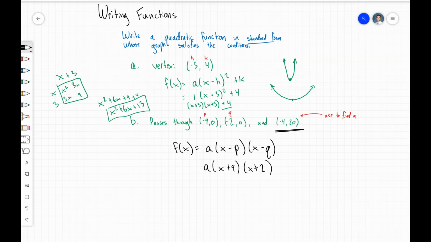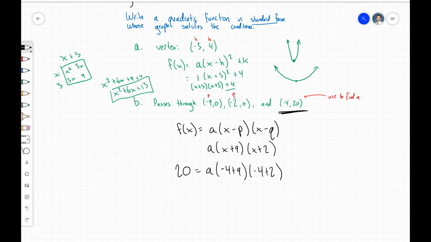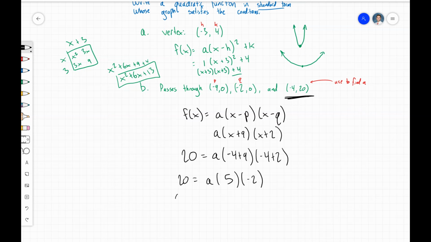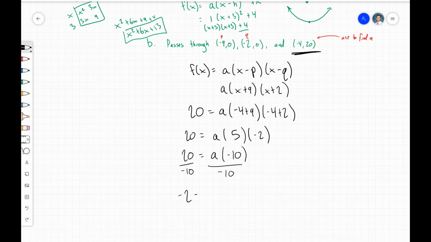So now we have this other point here, negative 4, 20. Right? So remember that negative 4, 20 is an ordered pair telling me that when x is negative 4, y, or f of x, is 20. So I can go ahead and substitute here. 20 equals a times negative 4 plus 9 and negative 4 plus 2. This will allow me to solve for a. So then I know that 20 is equal to a times 5 times negative 2. So 20 will be equal to a times negative 10, and I divide both sides by negative 10. So negative 2 will be equal to a.